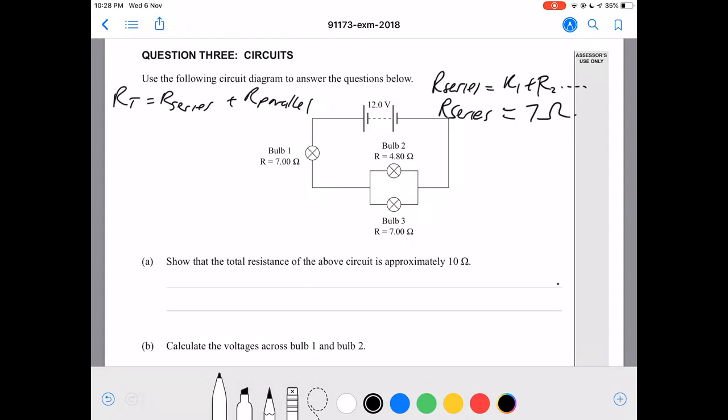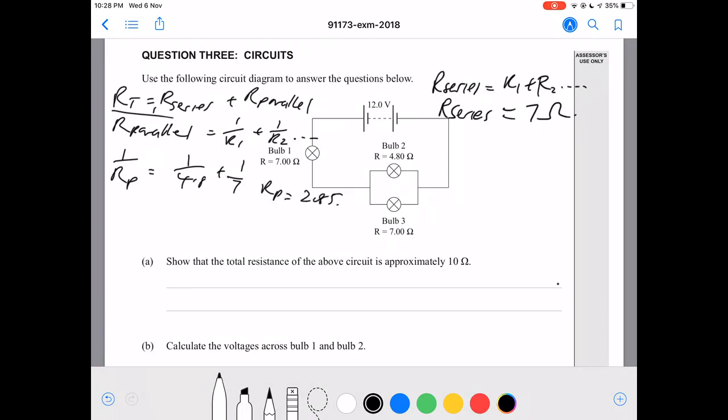We also know that for a parallel circuit, 1 over the resistance of the parallel circuit equals 1 over R1 plus 1 over R2, etc. Bulb 2 and bulb 3 are connected in parallel, so 1 over R parallel equals 1 over 4.8 plus 1 over 7. If we rearrange to find R parallel, you should get that R parallel equals 2.85 ohms.